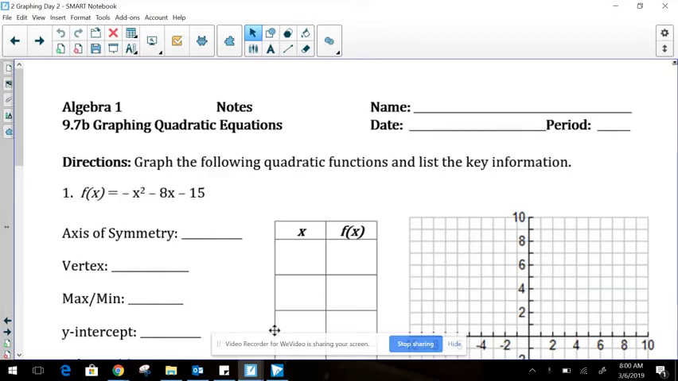Today we are going to be graphing quadratics. This is day 2 of our notes. If you notice, there's a trinomial. So A, B, and C have numbers today. Yesterday, some of them had zeros.